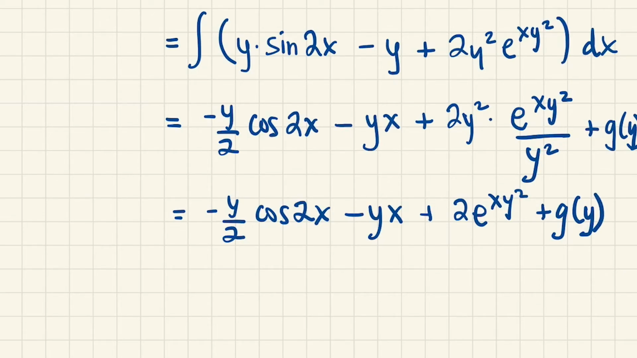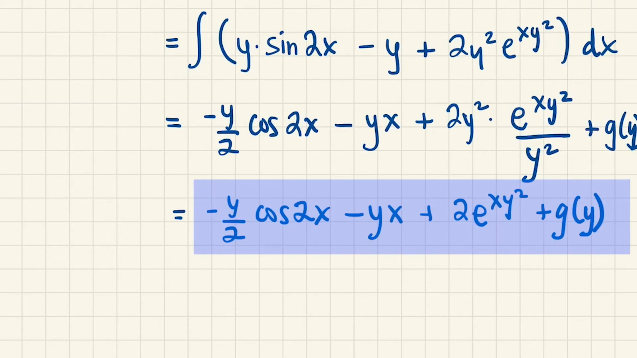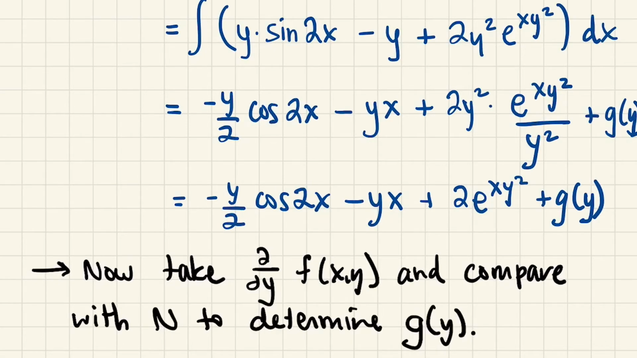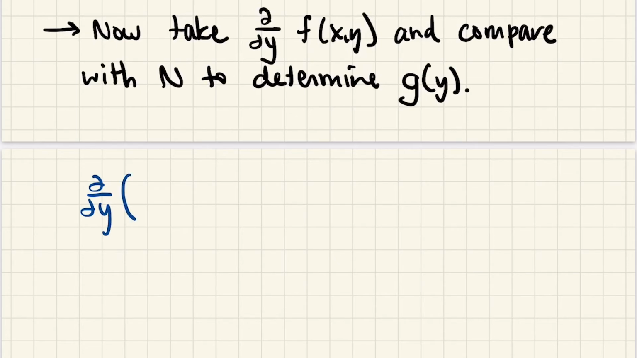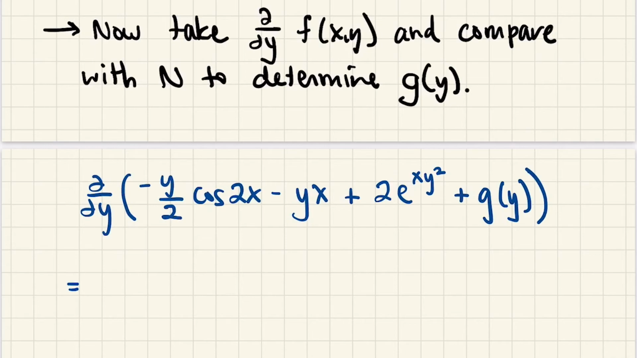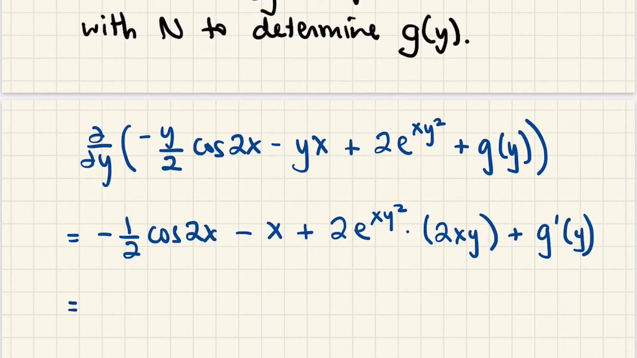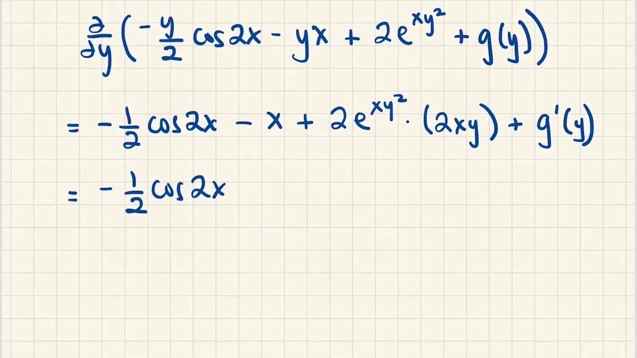Okay, so now we're going to take the derivative of that with respect to y and compare it with the original n. So the derivative with respect to y of this thing, well, that's equal to negative 1/2 cosine of 2x minus x plus 2 e to the xy squared times the derivative of xy squared, which would be 2xy, plus g prime of y. So cleaning that up, we have negative 1/2 cosine of 2x minus x plus 4xy e to the xy squared plus g prime of y.